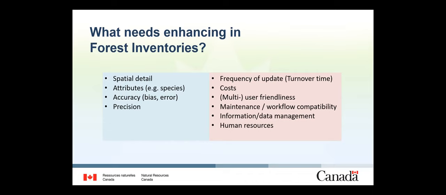We always want more attributes as well in our inventories, so more information. We're moving from inventories that are focused on volumes of commercial species and delineated stand boundaries, and we've moved on to getting specific top heights for individual trees. And then we can move on towards species and fiber characterization attributes, or even holistic ecosystem indices that would add more value to these inventories.